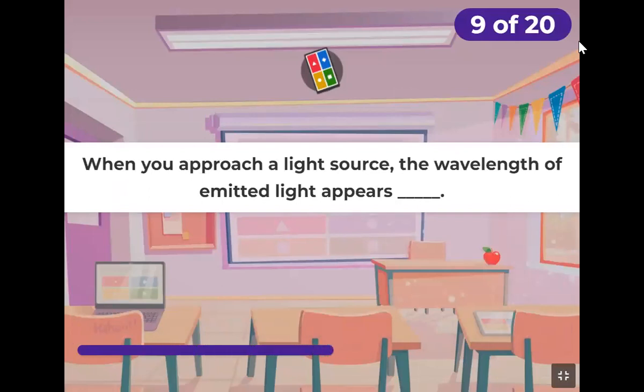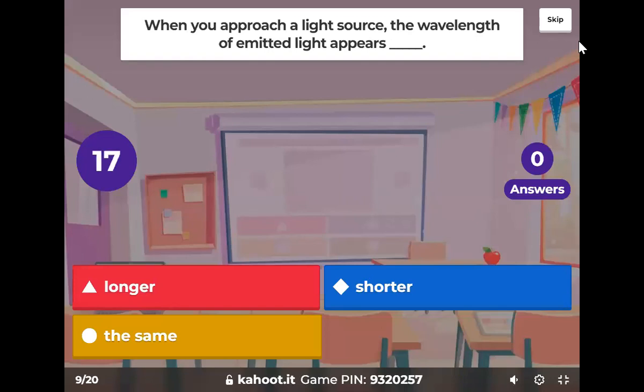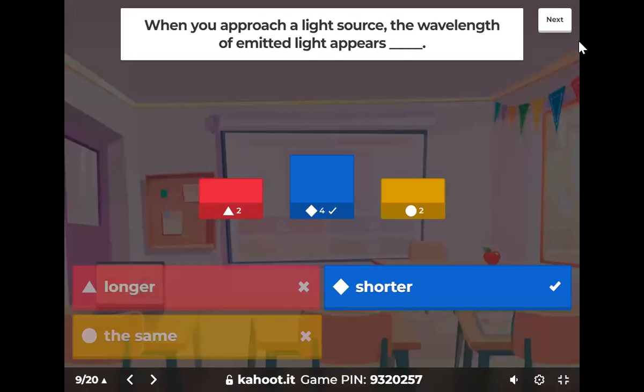When you approach a light source, the wavelength of emitted light appears... Ooh, about the Doppler effect. So you're headed towards this light wave. Yeah, shorter, right? So you head towards something. You guys are in a Doppler effect. There's a sound version of it, like a passing car, but there's a light version too, right? So shorter wavelengths. That's a higher frequency. That's also called blue shifting.